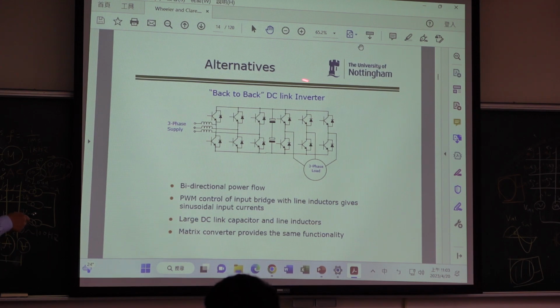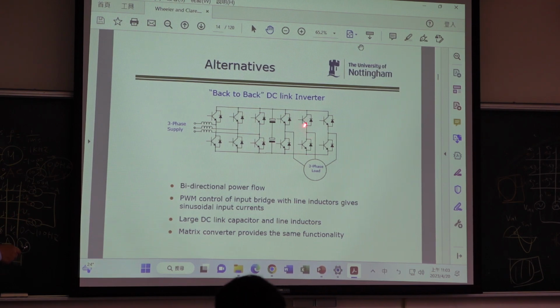But AC to AC, then we have bidirectional energy flow. We have unity power factor. Then this is equal to this. The function is equal, but the circuit is different, right? We can use this circuit. We can use this circuit.